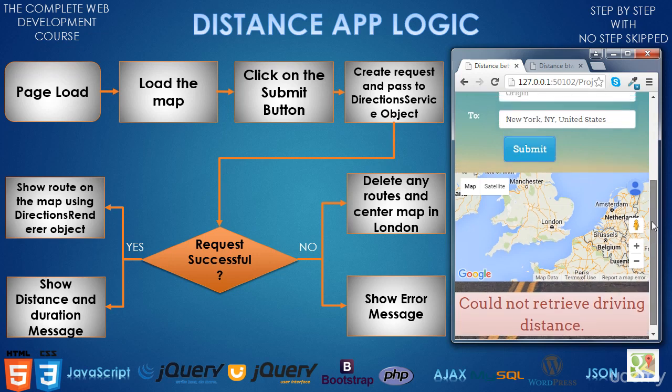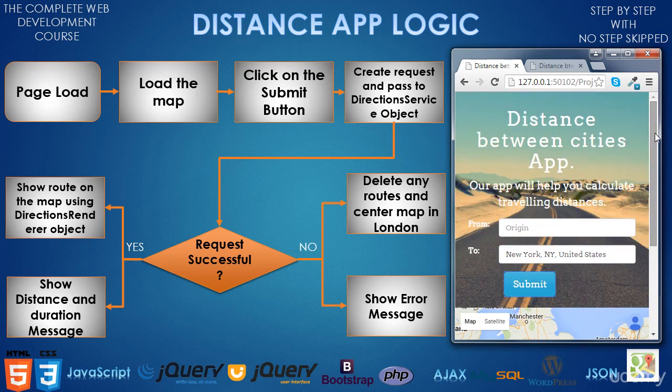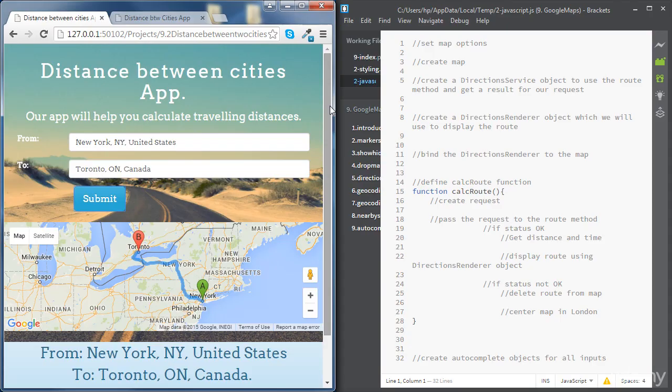Okay. So now that we understood the logic of the app, we are ready to translate this logic into JavaScript code structure. So first of all, we are going to create the map. So we'll set the map options and then we'll use the options to create the map.